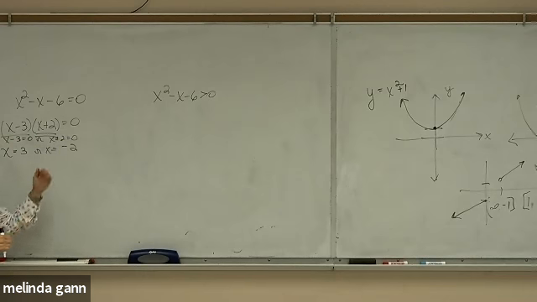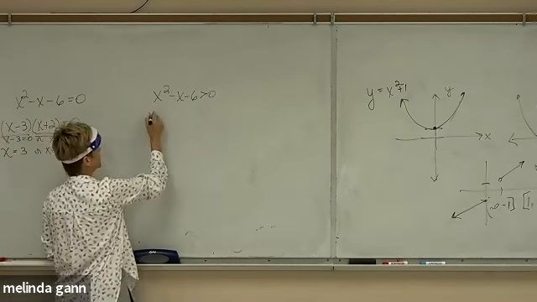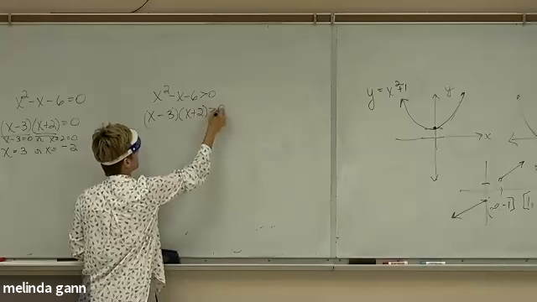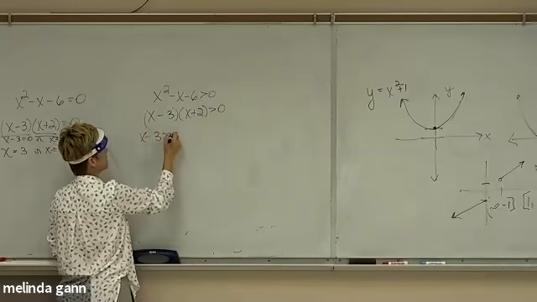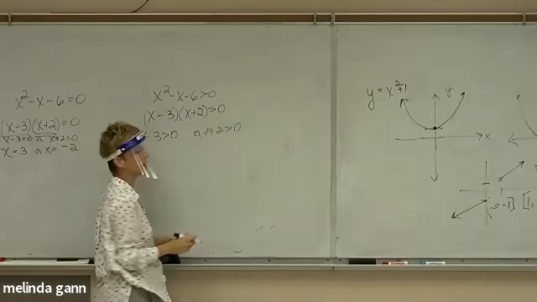So unfortunately, people want to do this one the same way. Okay? So the first step is the only thing that's the same. So they want to say, well, either x minus 3 is greater than 0 or x plus 2 is greater than 0, and that's just not right.